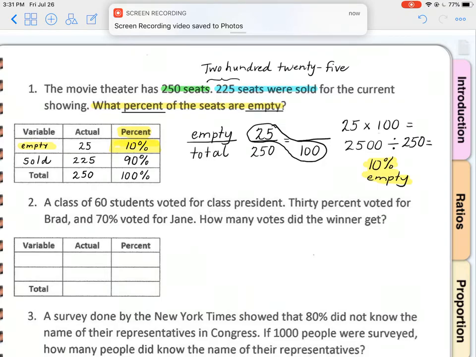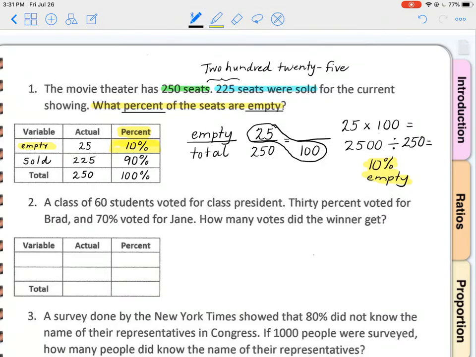We are on page 38 of the text, and we are looking at some percent problems. A class of 60 students voted for class president. 30% voted for Brad, and 70% voted for Jane. How many votes did the winner get? So, as always, mark your question. We are looking for votes for the winner.